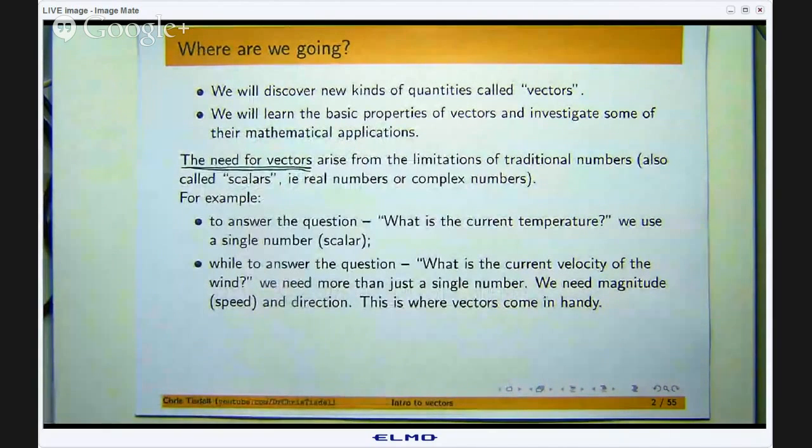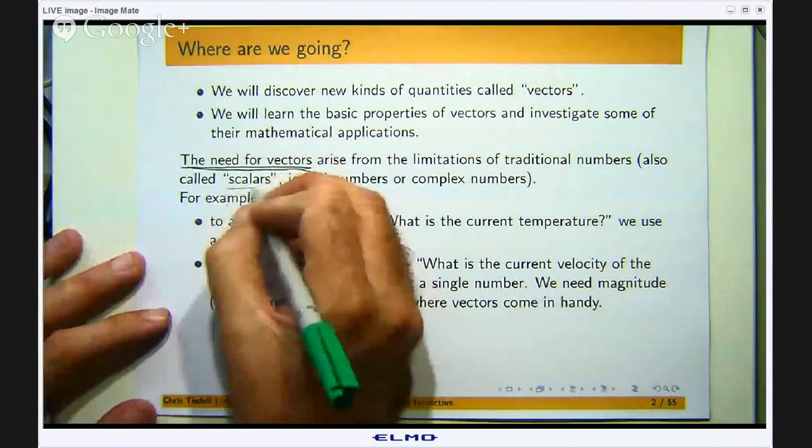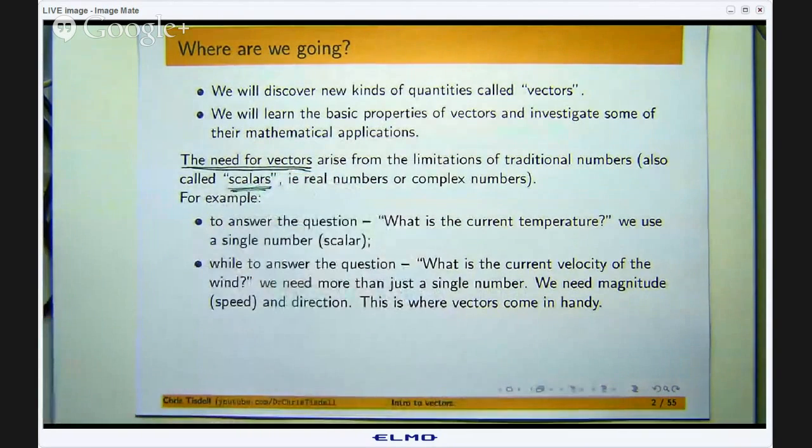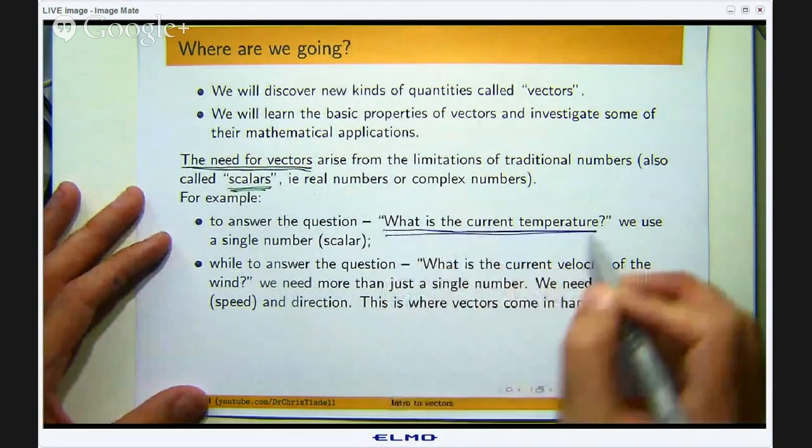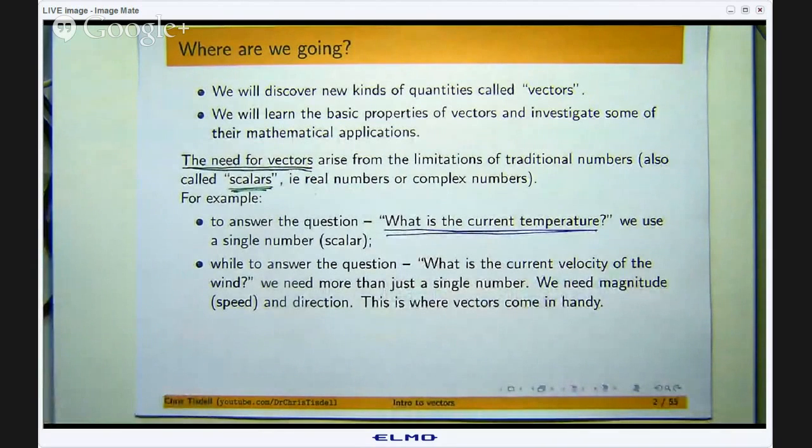Well, vectors arise from the limitations of traditional numbers, also called scalars. Okay, by that, for example, real numbers. And let me give you a couple of examples to illustrate the limitations. So suppose we're asked, what is the current temperature? To measure temperature, we would use a single value, a single number, 25 degrees, for example.